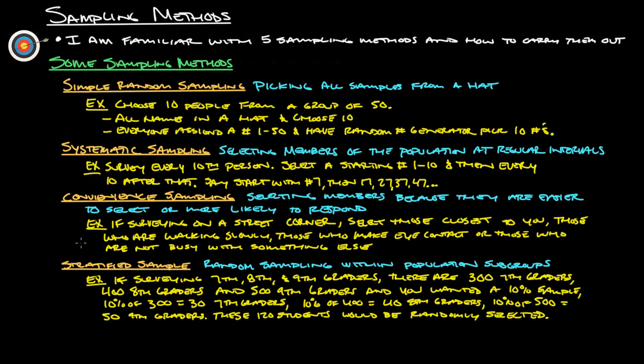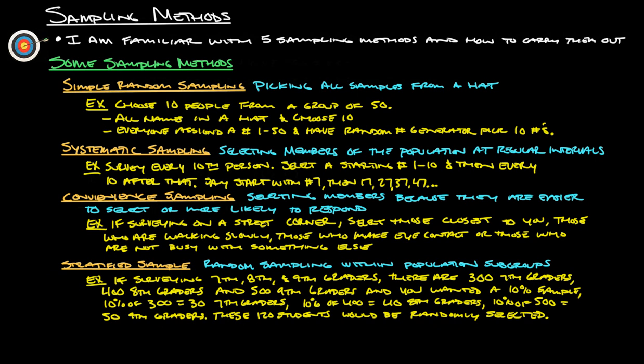Another one is stratified sample. That's random sampling within population subgroups. Example, if surveying 7th, 8th, and 9th graders, there are 300 7th graders, 400 8th graders, and 500 9th graders, and you wanted a 10% sample, 10% of the 300 would be 30, so you do 30 7th graders, 10% of 400 is 40, you do 40 8th graders, 10% of 500 is 50, survey 50 9th graders. These 120 students would be randomly selected.